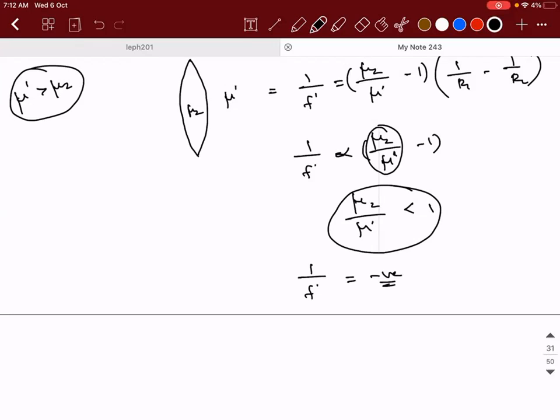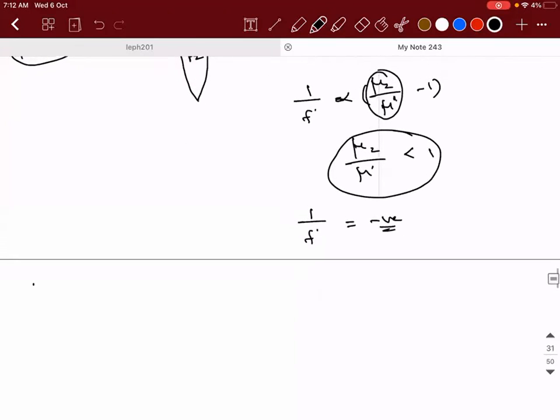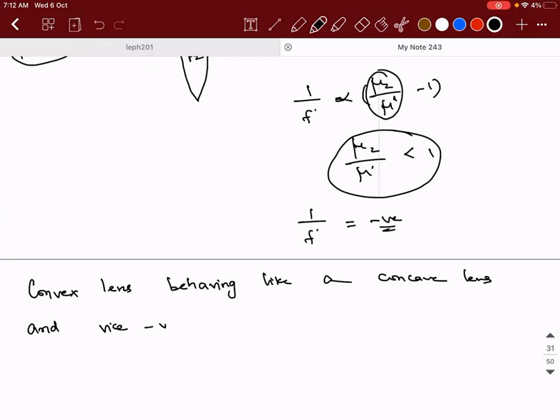Sign changing in the case of a lens is a very big deal. When this kind of thing happens, a convex lens starts behaving like a concave lens and vice versa.